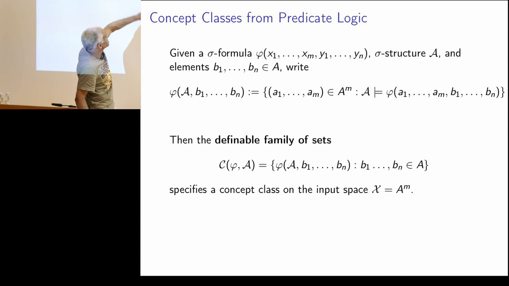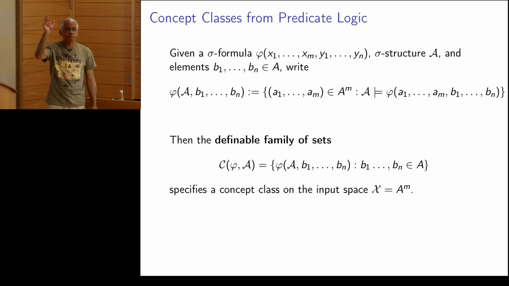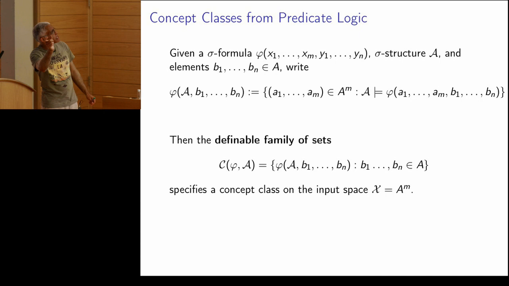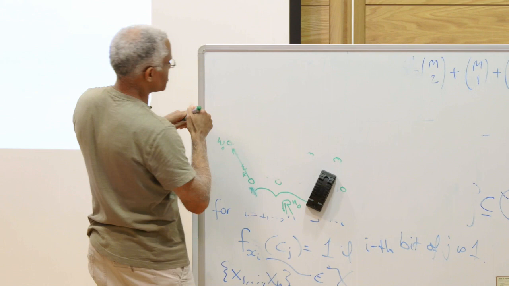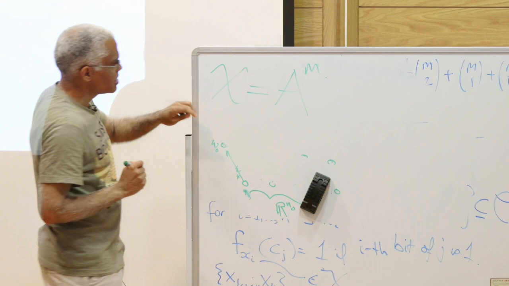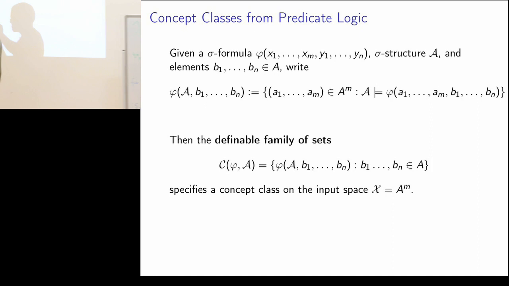So here's the picture. We've got a formula, and it's going to define a concept class. Each concept is specified by the tuple of parameters b1 up to bn. For every setting of parameters, I get a concept, which is this set. A concept you can think of as a function. The input space here is A^m, where A is the universe of the structure. A concept is a function from this to {0,1}, or equivalently a subset of this. So this is a general way to define a concept class.